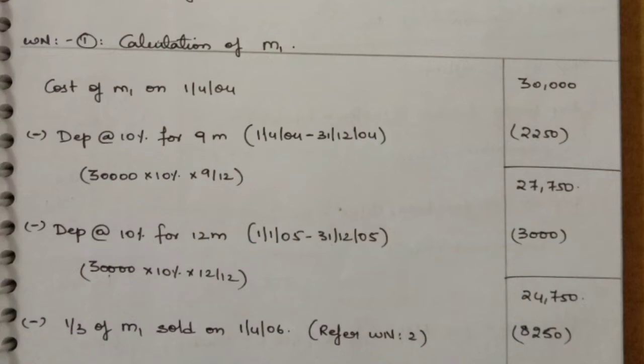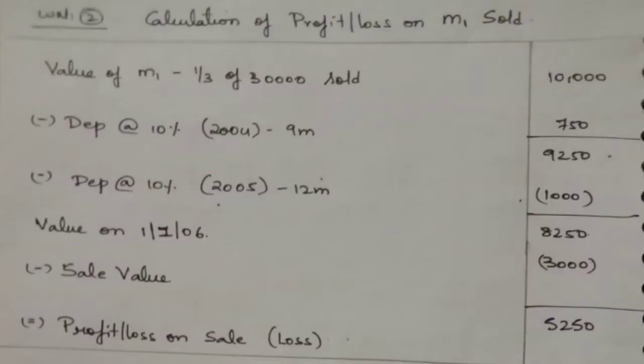This year's depreciation, again you need to deduct it from the cost of the machinery. That is 27,750, the balance we are having now. So from that balance you need to deduct 3,000 rupees. We will get the net amount of machinery as on 31st December 2005, that is 24,750. Okay, in the starting of 2006, is there any change to machinery 1? Yes, there is a change. We are selling 1/3 of machinery 1 for rupees 3,000.